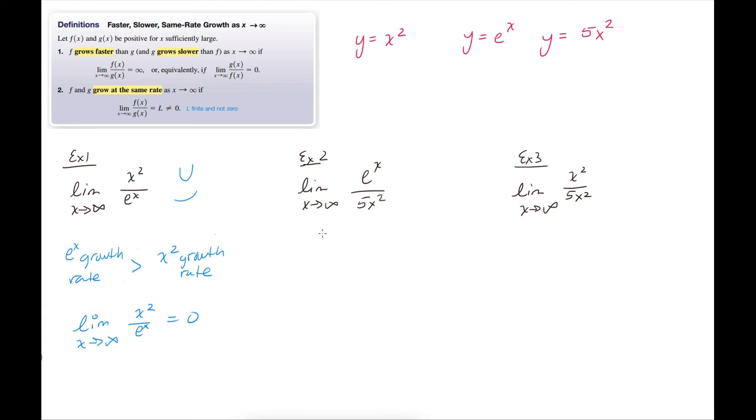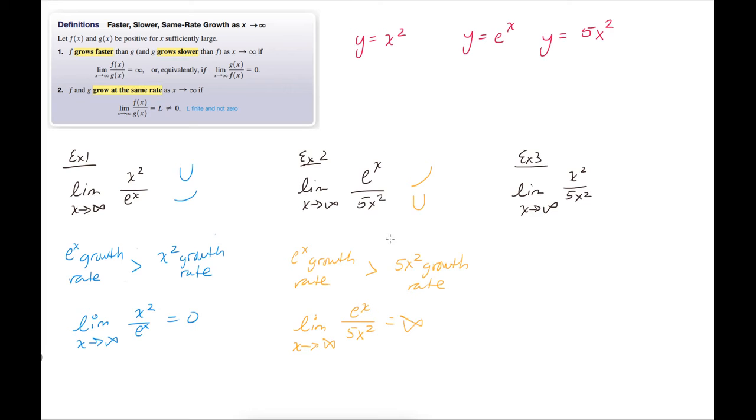Let's look at the next example. We have the limit as x approaches positive infinity. This time it's e to the x divided by 5x squared. Well, e to the x is an exponential, so we know it looks like that. And 5x squared, that's just a quadratic function that has been vertically stretched by 5. So which one's growing faster? Well, again, the exponential will always outgrow a polynomial. So because the numerator is growing faster over the denominator, now this overall limit is headed towards positive infinity.